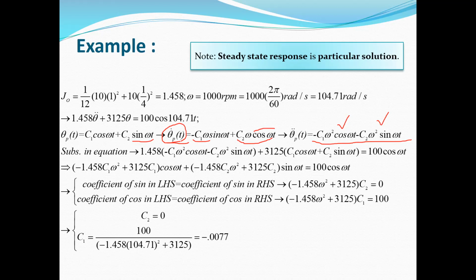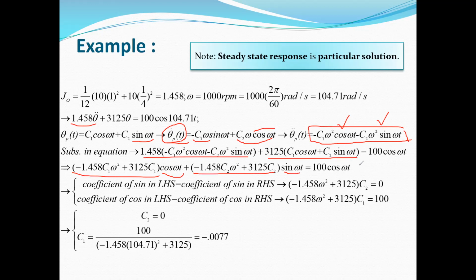Now we can substitute theta double dot and theta. We will have 1.458 times theta double dot, which is this term, plus 3125 times theta p, which is here, and it must be equal to 100 cosine omega t. Now we can simplify this equation. On the left hand side, we have one term multiplied by cosine omega t and another term multiplied by sine omega t. It must be equal to 100 cosine omega t.